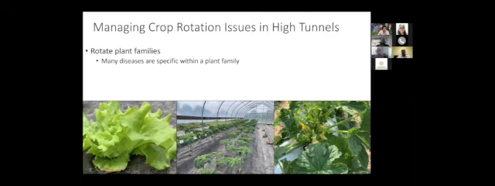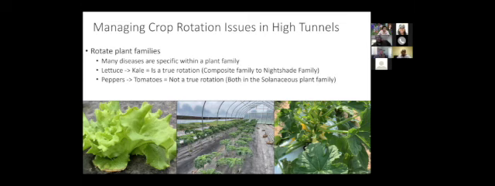So when we talk about crop rotation, especially in high tunnels, we're talking about rotating plant families. You want to make sure you're rotating to something that's not just a different cultivar or species. You want to get out of the plant family, because many diseases, and especially viruses or insects, are specific to a plant family. So here are just two examples of a rotation.